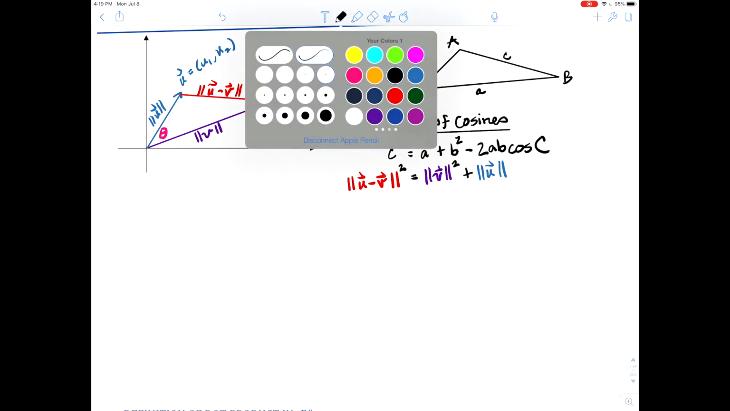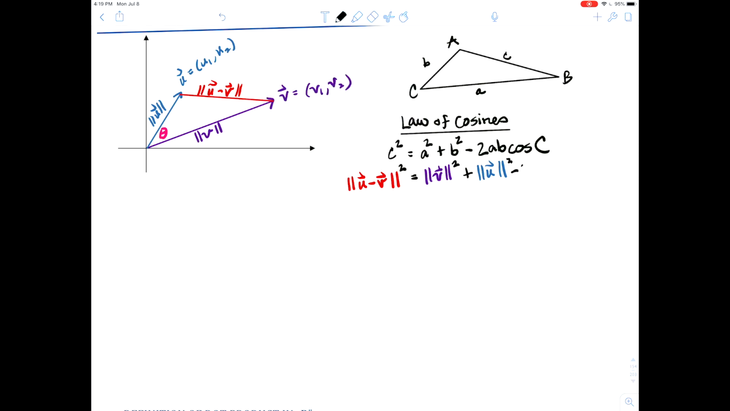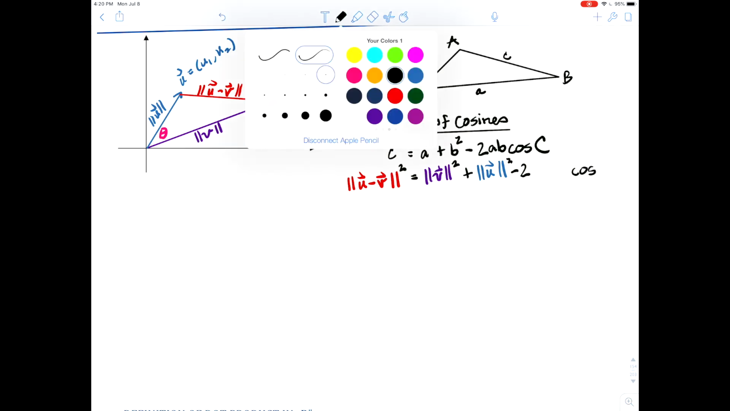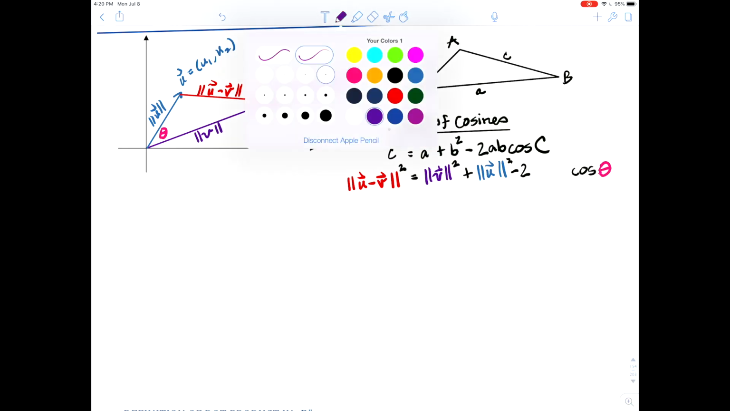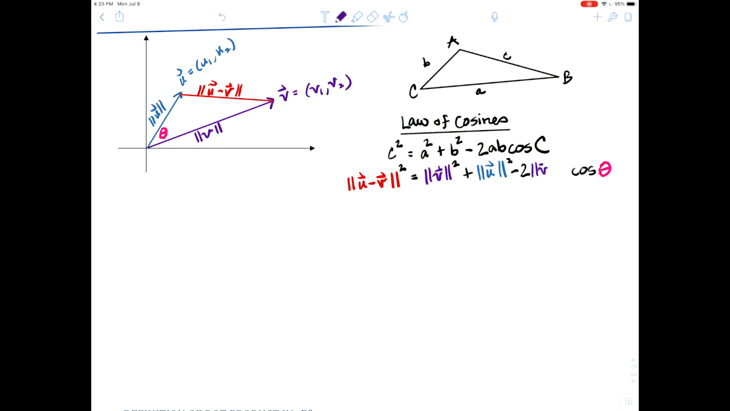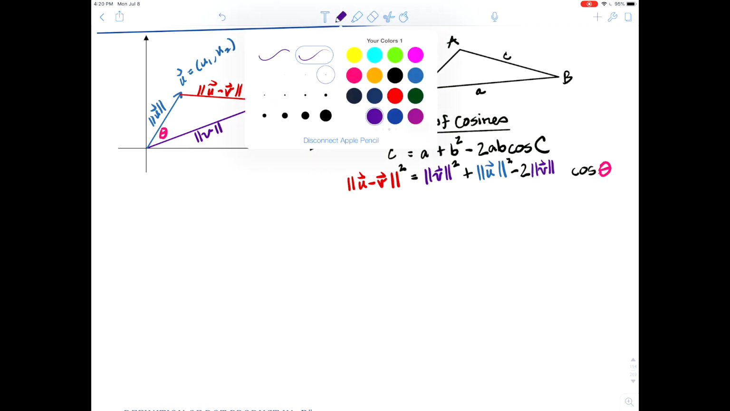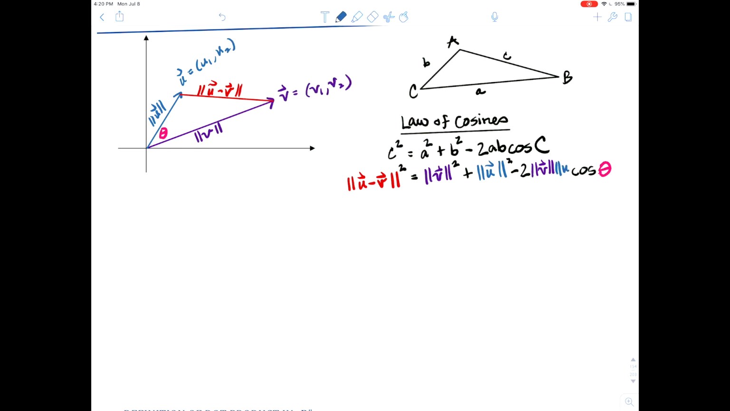And that'll be squared. And then minus 2 times A times B, and you'll leave a space, I'll write them in, times cosine, and then the angle that we're interested in was what? Theta. And then we have magnitude of V for our A and magnitude of U for our B. Cool, cool? Okay, so let's do it.